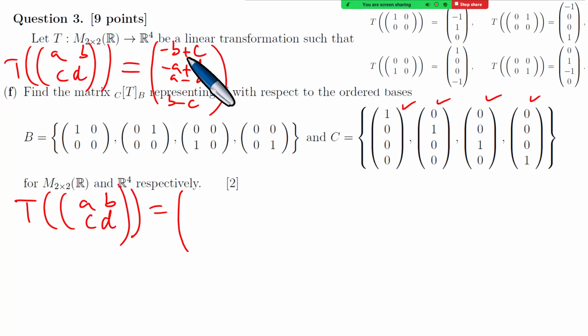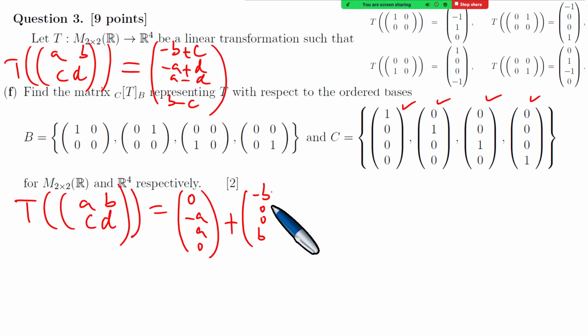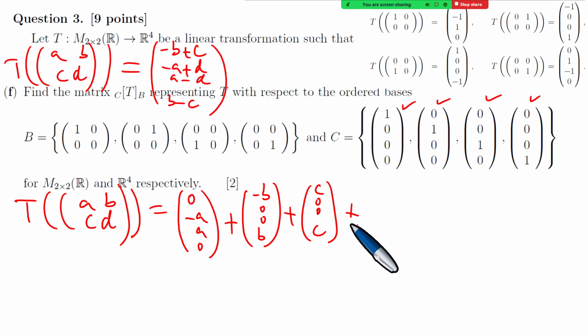Like, you can have the minus B and the B. Okay, let's look at the A. A is this. So 0 minus A, that. What about the B? Minus B, 0, 0, B. What about the C? 0, 0, C.